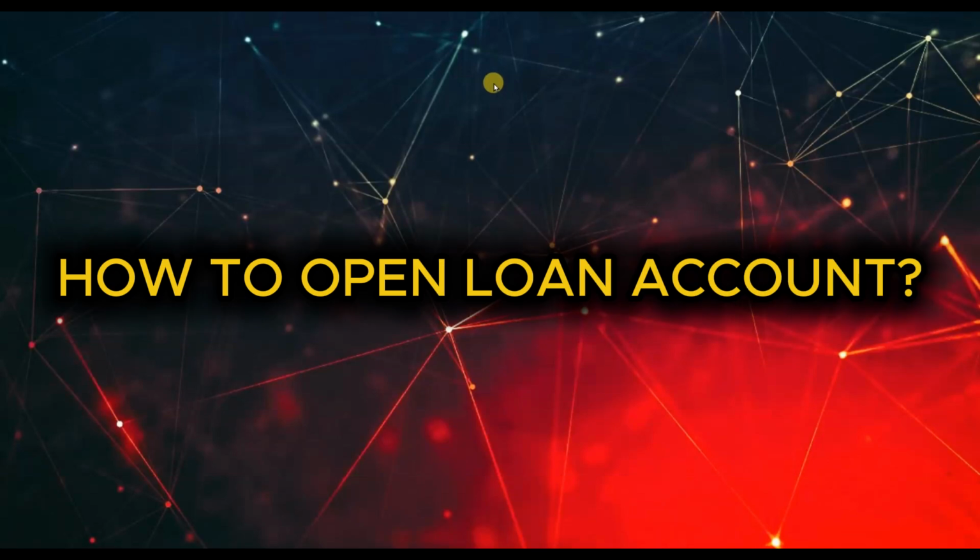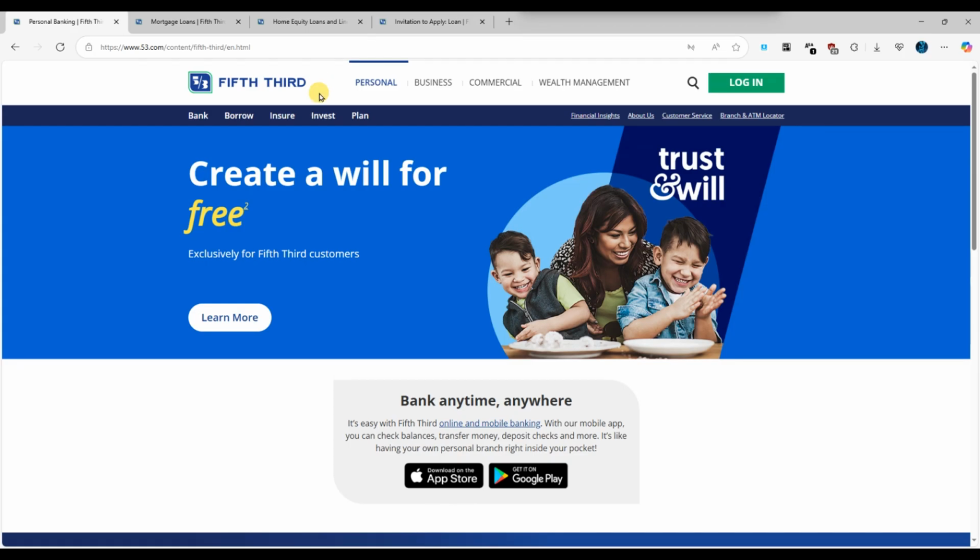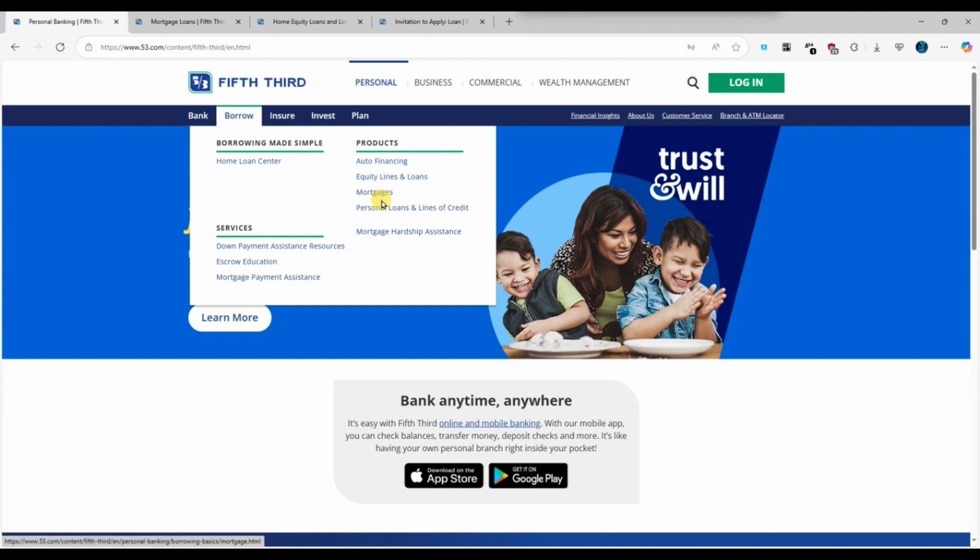How to open a Fifth Third Bank loan account. First of all, you need to decide which type of loan fits your needs, whether it's a personal loan, auto loan, home equity loan, or mortgage. Each loan type has its own application process and requirements.